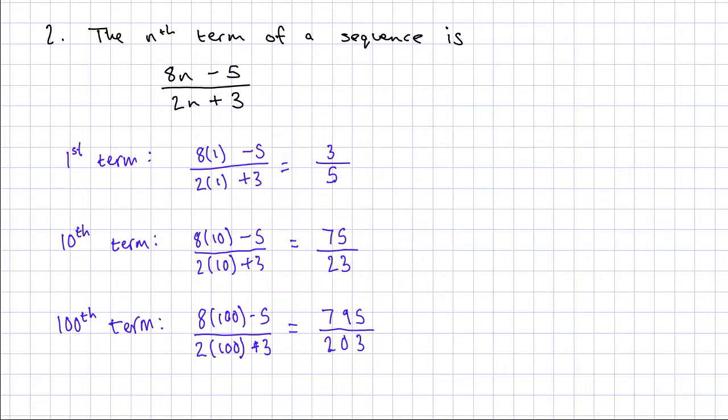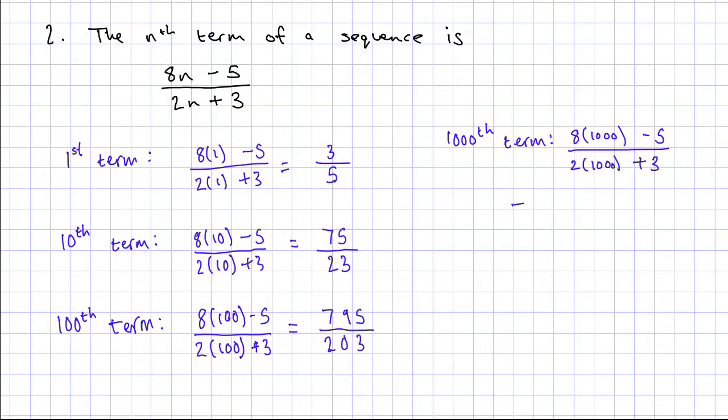Okay, and let's try the thousandth term. So this is going to be 8 times 1000 minus 5 over 2 times 1000, add 3, and that's going to give me 7995 here, and I'm going to have 2003 here. So now let's compare these ones. So this is 795 over 203. This is 7995 over 2003.